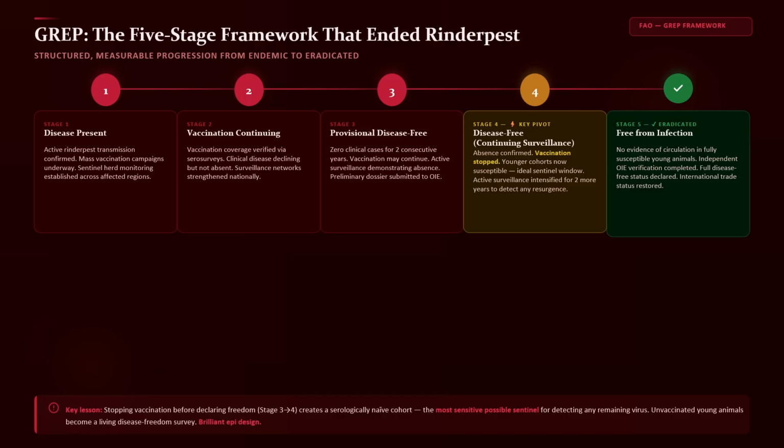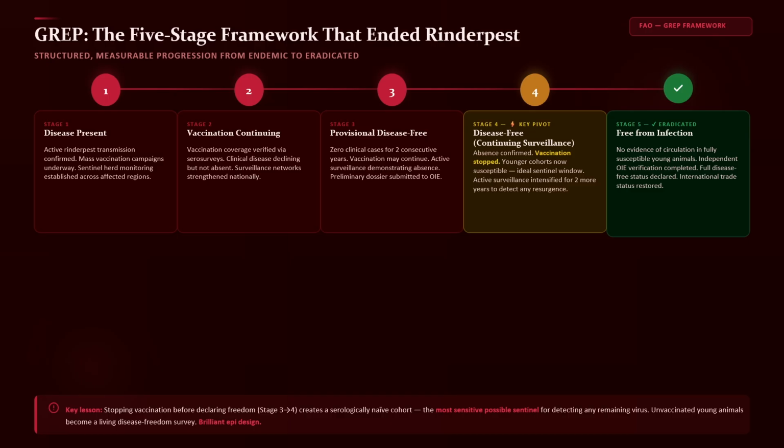On May 25, 2011, the FAO and OIE made history. Rinderpest was officially declared globally eradicated, the second disease after smallpox ever eliminated from the face of the earth. All remaining laboratory stocks are now held under strict biosafety controls at only 2 authorized repositories, one in Russia, one in the UK. Here's an ACVPM exam tip.